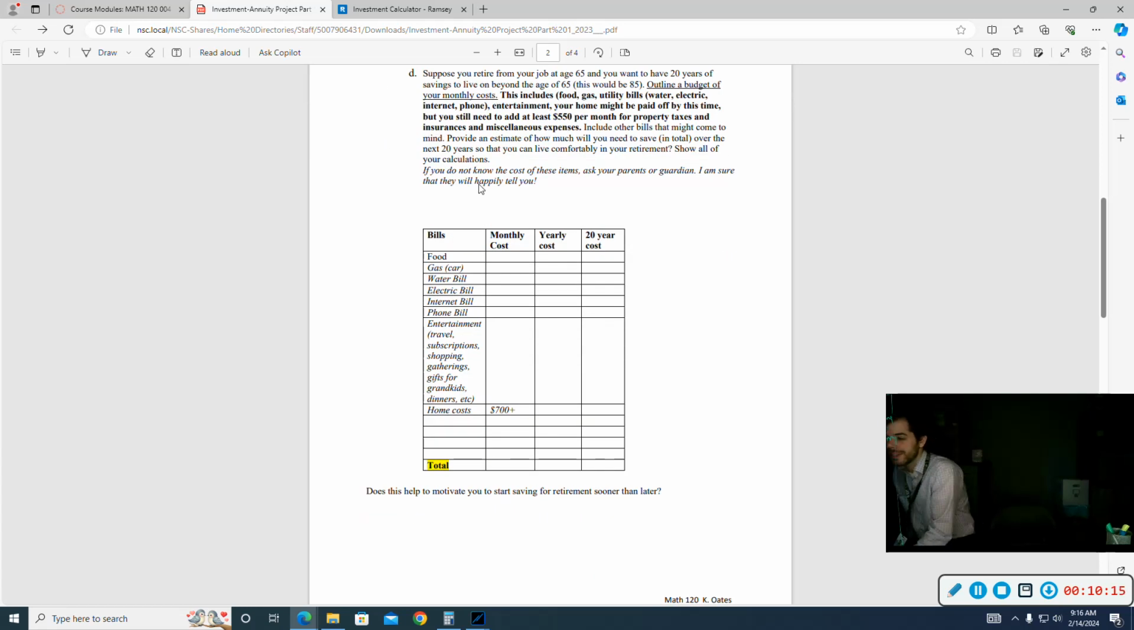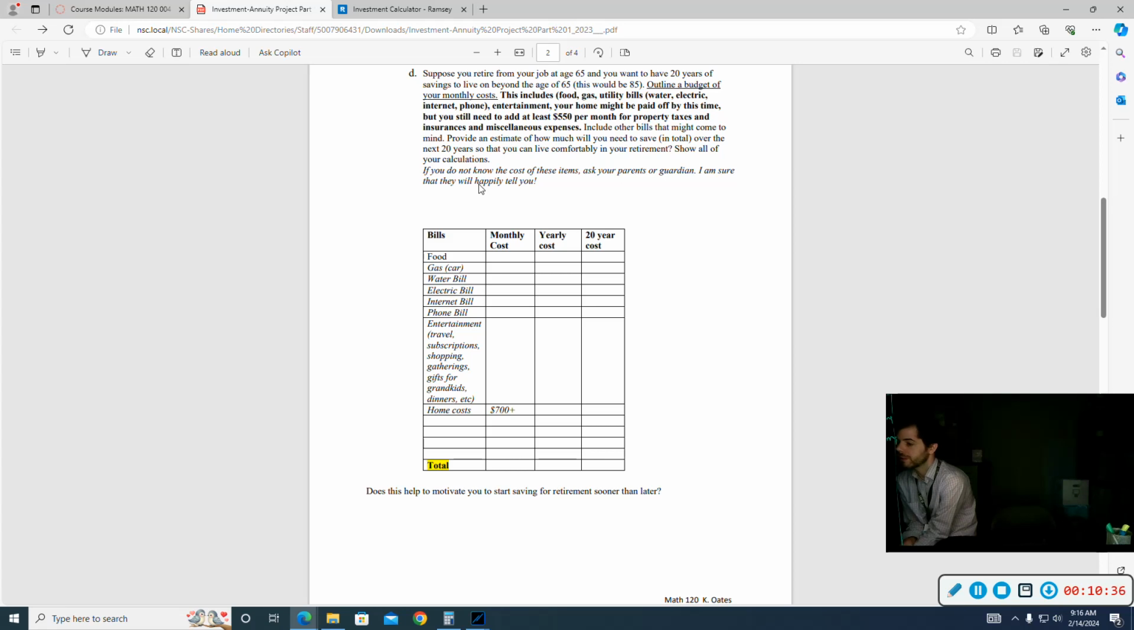I don't know if you guys have a good ballpark sense for how much money you spend on these things already. If you commute to school, you're probably going to be spending quite a bit of money on gas, I'm assuming, right? So try to get realistic estimates for these. And of course, they're going to change. You probably have additional expenses that you don't think about right now.